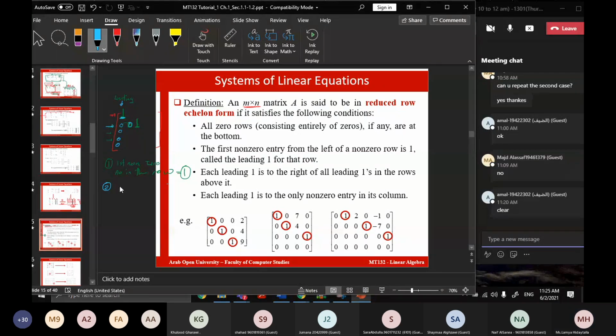يعني شنو؟ Each leading one هو the only non-zero entry. صح؟ في الكولوم in the column. في الكولوم بتاعه في العمود حقه. طيب. Okay. So this is a leading one. What I'm expecting for this column, all the other entries المفروض يكونوا تحت الواحد ده يكونوا أصفار.